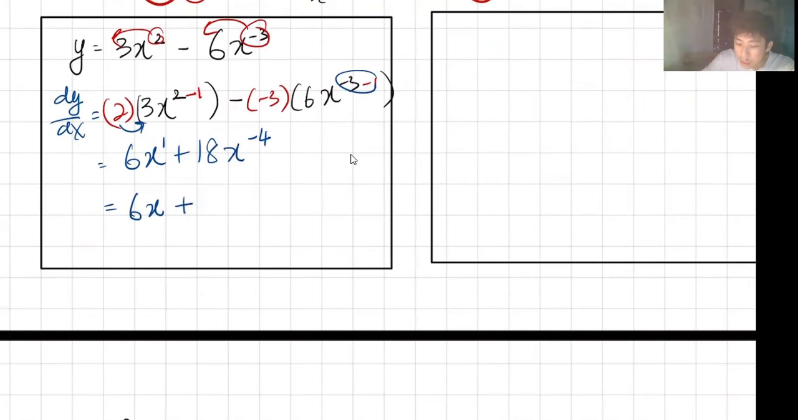Plus, remember this is in the numerator now. Basically it's on top now. How do I shift it to the bottom? I change the sign of the negative 4. The 18, I'm not doing anything to, so 18 remains on top. What goes to the bottom is the x. So to change it to the bottom, I change the sign. Negative 4 becomes positive 4.